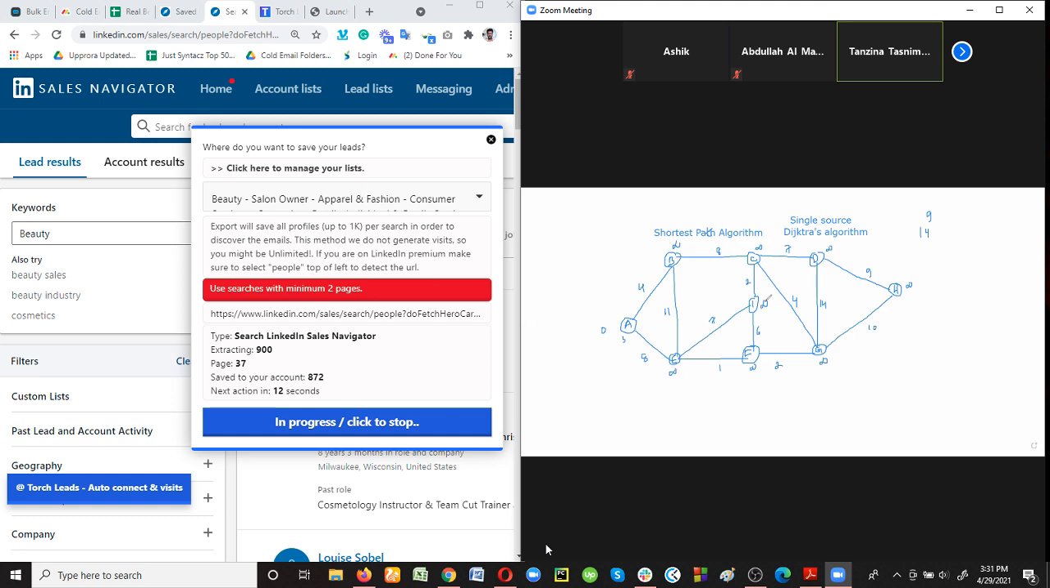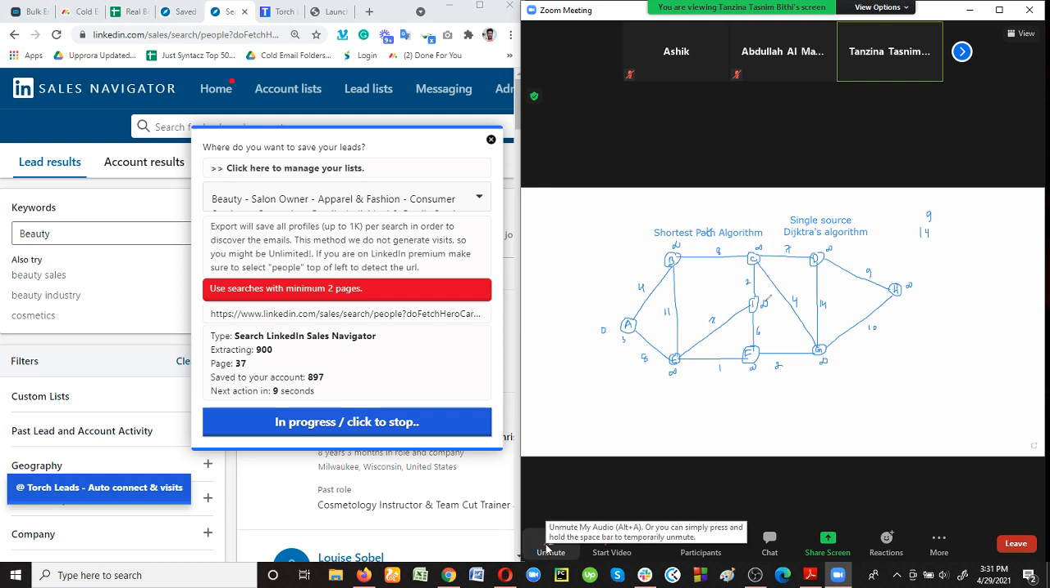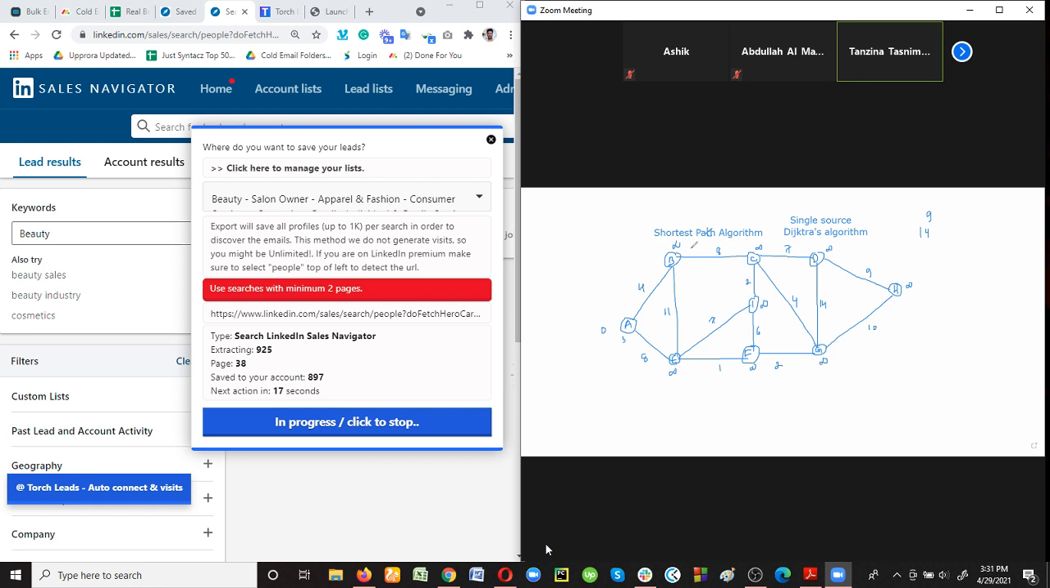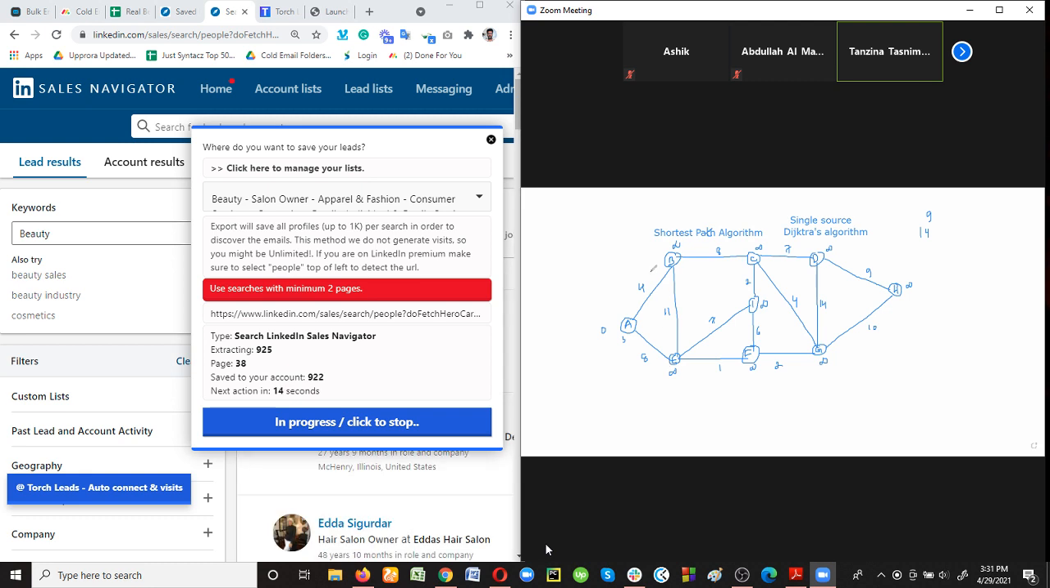Clear? What is the first step? Yes, ma'am. Okay. Now after that, if A is the source node, look at this graph. Which two nodes are the adjacent nodes of A? B and E. There are only two nodes, B and E. So at first, we will find out the shortest path between A and B and A and E.